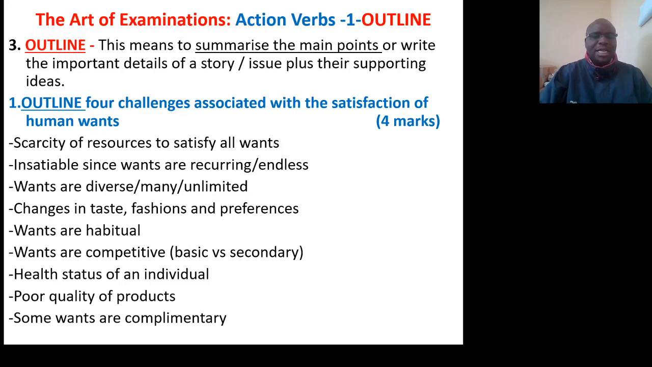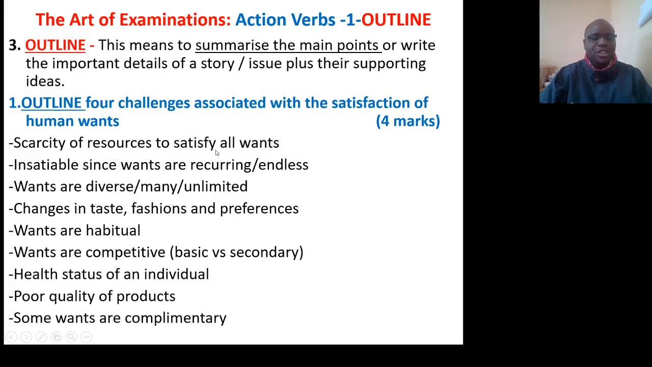Action verb number 3, outline. This means to summarize the main points or write the important details of a story or an issue plus their supporting ideas. Question number 1. Outline 4 challenges associated with the satisfaction of human wants.